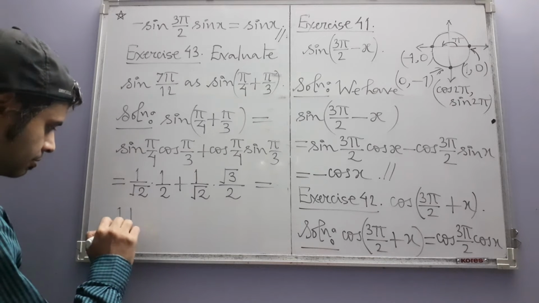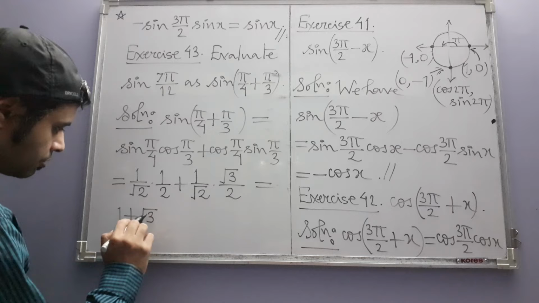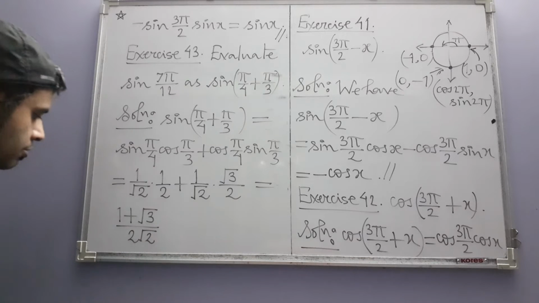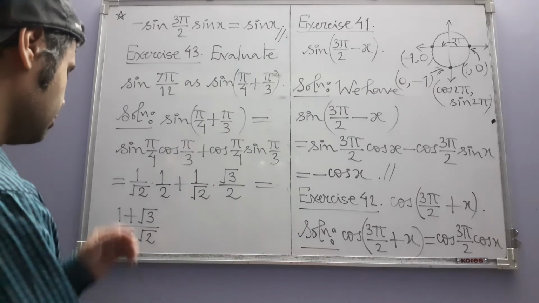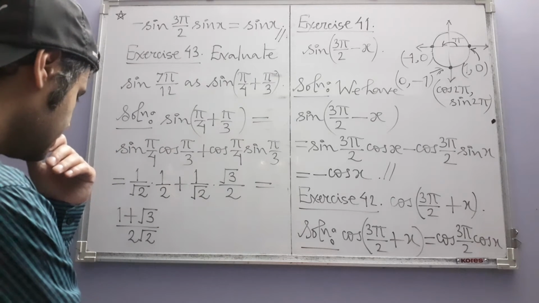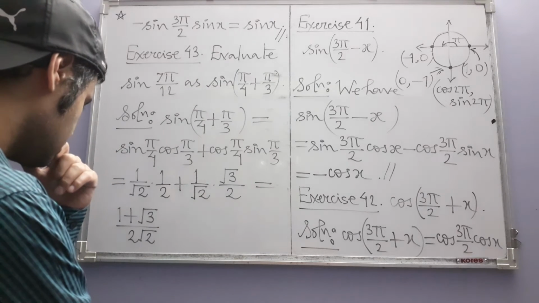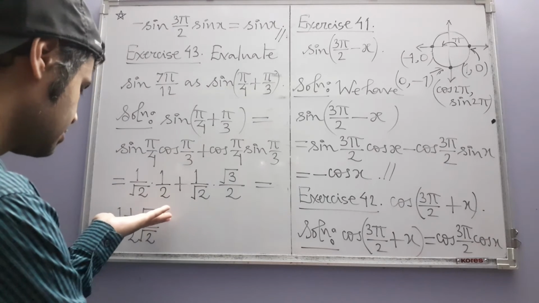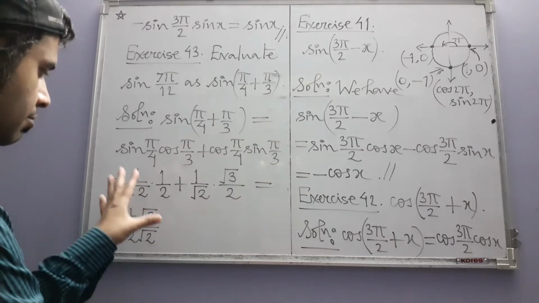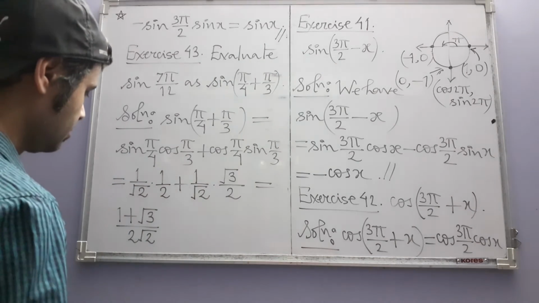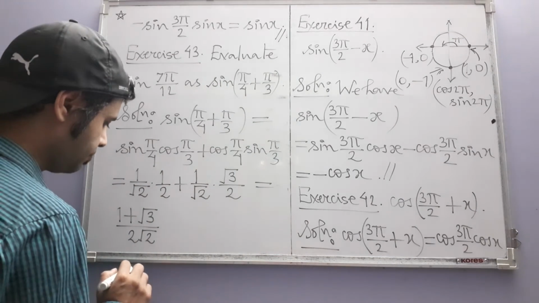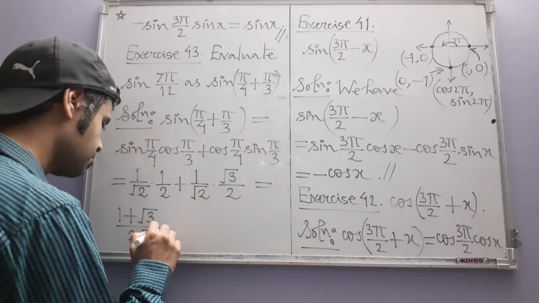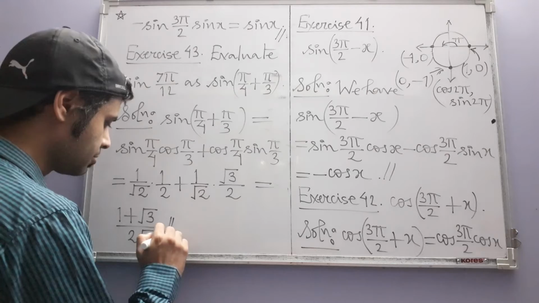So this thing becomes what? 1 plus root 3 divided by 2 root 2. From the look of it, I think you can modify it a little. It's enough if you just simply stop here, but let's just leave it like this itself. Why bother anymore? That's the value.